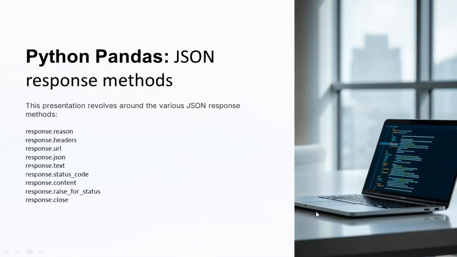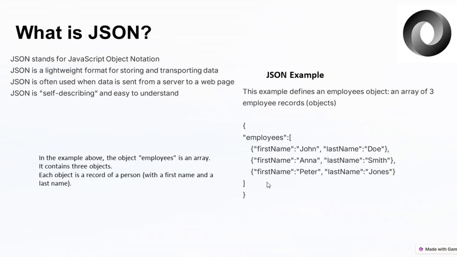Let's discuss the various JSON response methods. Just to quickly recollect, JSON stands for JavaScript Object Notation. It's a lightweight format for storing and transmitting data, and JSON is often used for sending data from a server to a web page. So it's very easy to understand. It is self-describing.